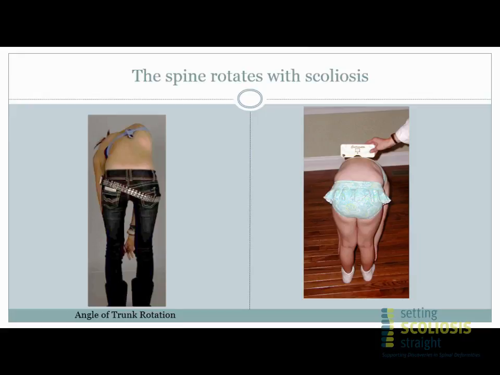The spine is three-dimensional, so it's hard to appreciate that when you look at x-rays. This is a three-dimensional structure. And when the spine curves this way, it actually rotates as well. So it's three-dimensional in the sense that everything changes, not only looking at this way, but also this way. We use that in the test you all did at school, the Adams forward bend test.